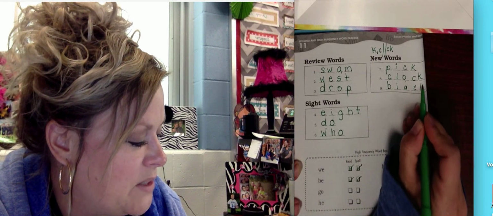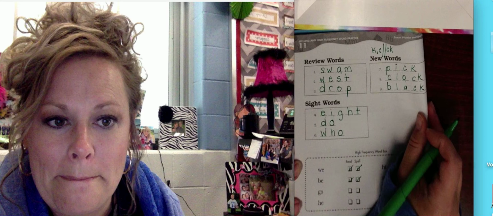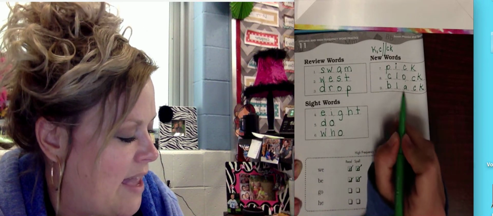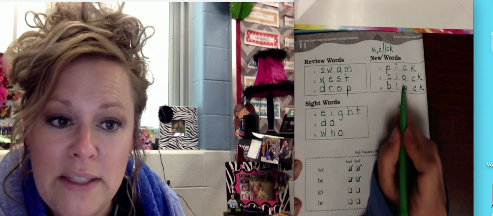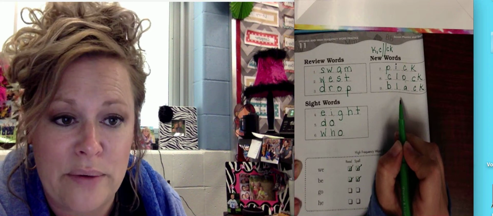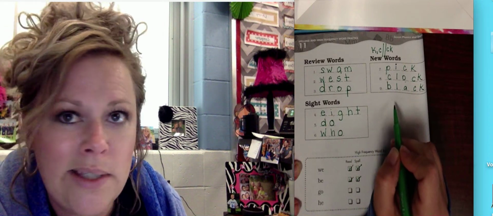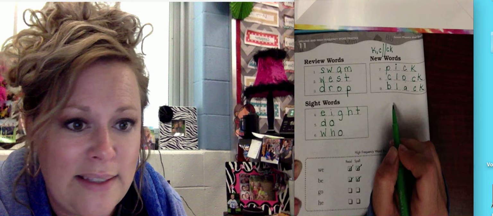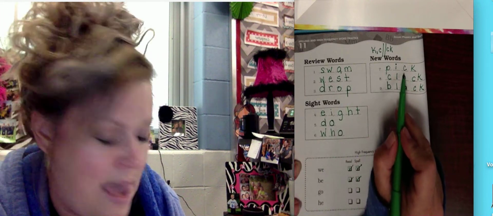And then check your answer with mine. Black is B-L-A-C-K. All of these words I heard at the end the k sound, and I knew it wasn't just K. It's not K-E. It's not a C. It's a C-K. That's our focus today.